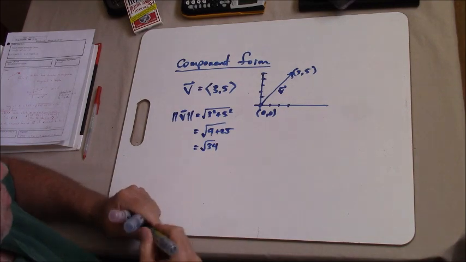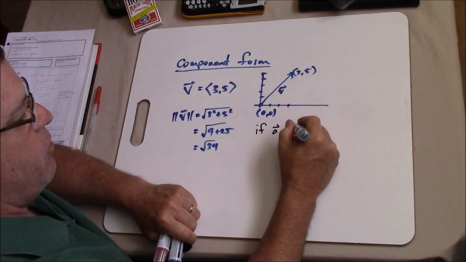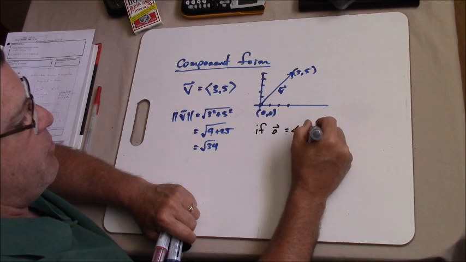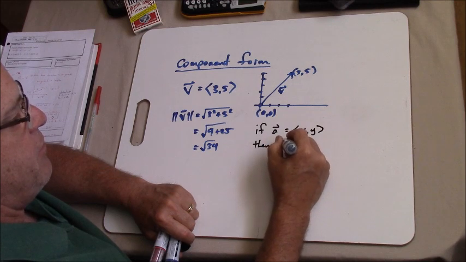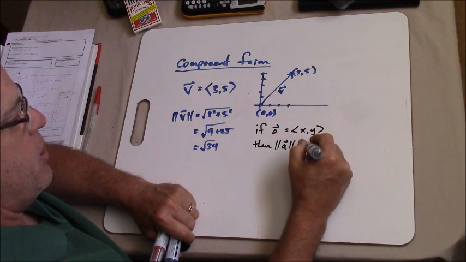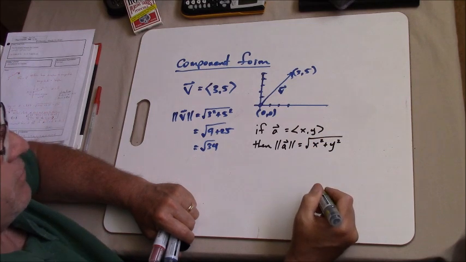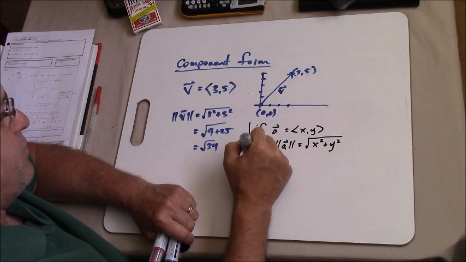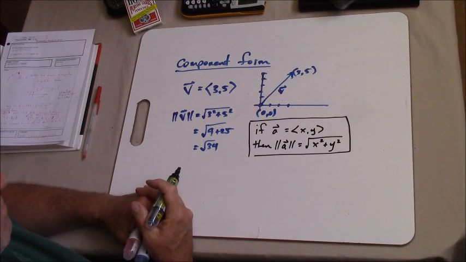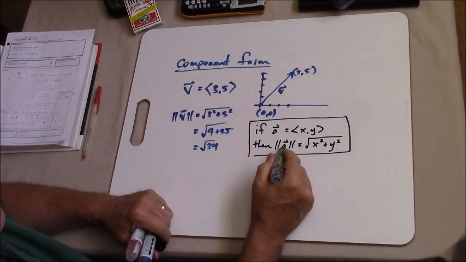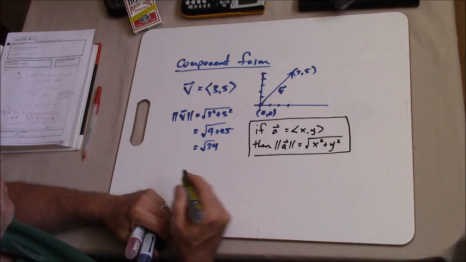So if we wanted to make a rule, we could say if vector A equals, in component form, x comma y, then the magnitude of vector A is equal to the square root of x squared plus y squared. That's an important piece to us right there. Okay? The magnitude of any vector when it's in component form is just equal to the square root of the x-coordinate squared plus the y-coordinate squared.